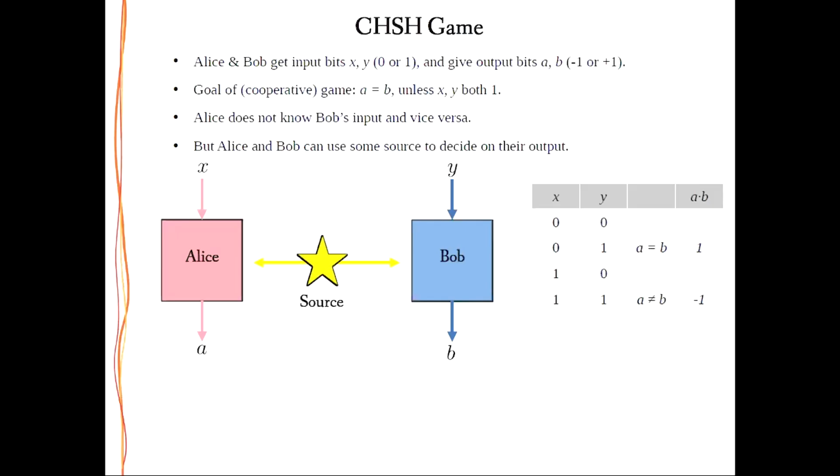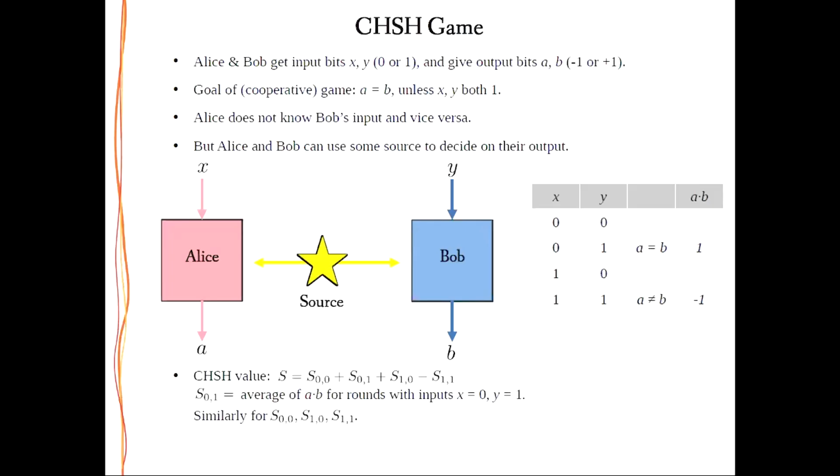But the important thing is that they both share the same source, right? So Alice and Bob do not communicate with each other, meaning that they don't know each other's input, but they can both look at the same source. So the source communicates with Alice and with Bob, but Alice and Bob cannot communicate with each other. Because if they were allowed to communicate, then of course they could always win the game, right? Then they would tell each other what to do.